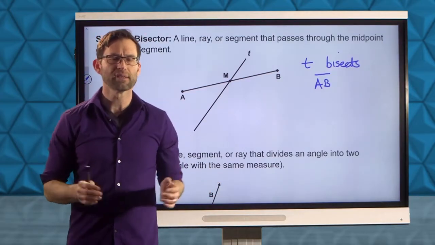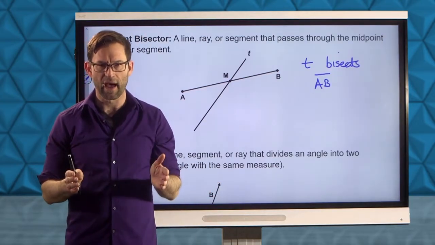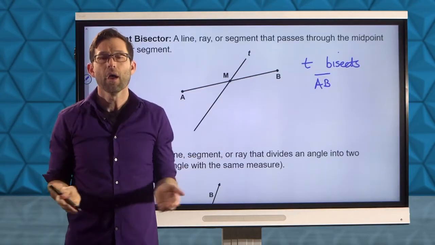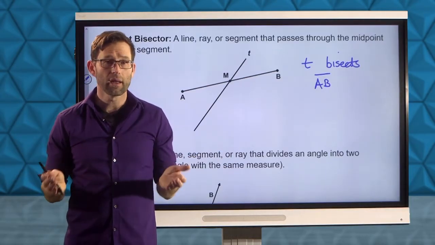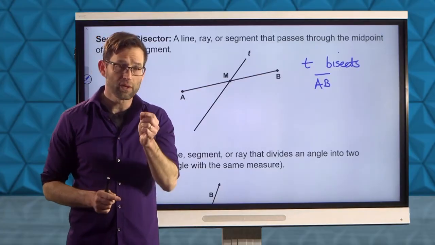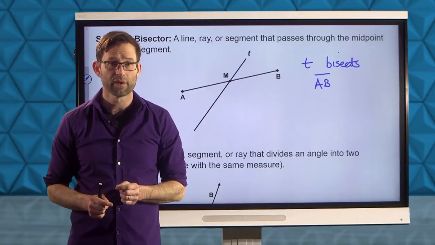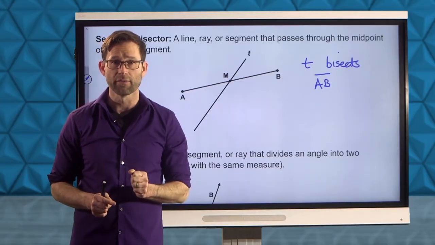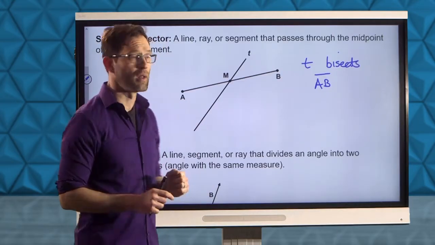Think about this for a moment. Bisect means to cut in half. Bi meaning two, sect meaning cut. The point is, you can't cut a line or a ray in half, but you can cut a line segment in half. And that's exactly what's going on here with this line. It's acting as a knife. Let's take a look at some more terminology.